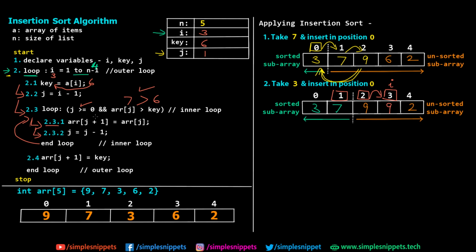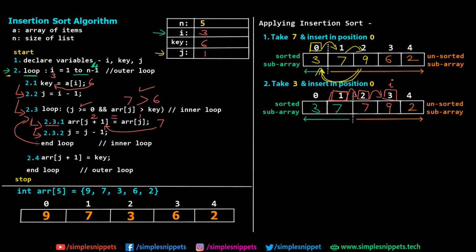j is 1 over here, so ARR of 2 should store the value of ARR of j. Now ARR of j means ARR of 1, and ARR of 1 is 7, if you observe over here. So 7 is being transferred to ARR of 2. We erase this 9 and write 7 over here. You can see 7 and 9 got shifted one position ahead because we have to make space for this key value 6, because 6 is smaller than 7 and 9, right?